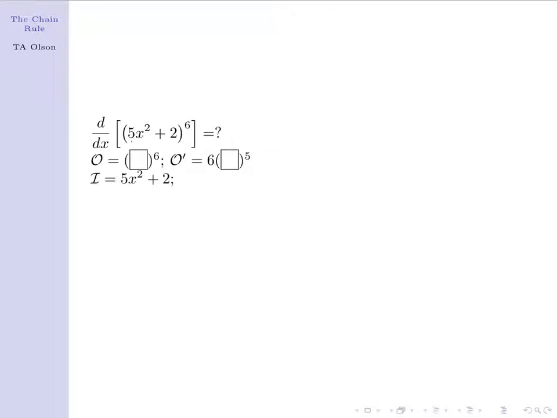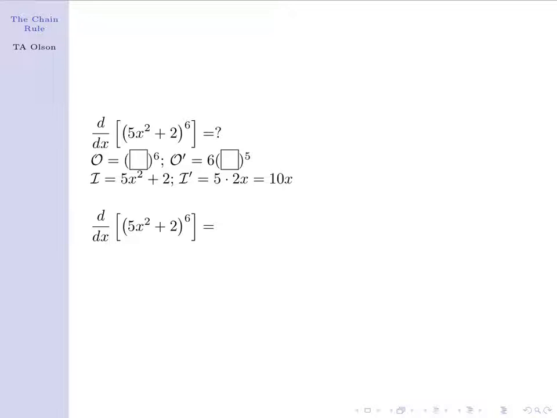Our inside function, 5x squared plus 2, well, that's a polynomial. And polynomials are nice. So the derivative of 5x squared plus 2, I'm calling it I prime for the derivative of the inside function. That's going to be 5 times, we bring down the 2, subtract 1 from the power, and the derivative of 2 is 0. All right, so 5 times 2x, that's going to be 10x. That's going to be the derivative of the inside piece.